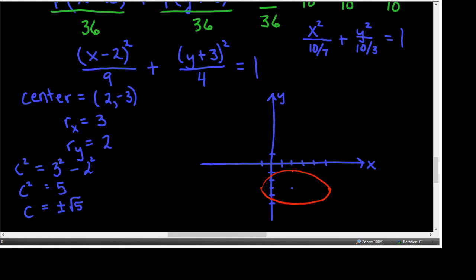Okay, so where are the vertices? Well, the vertices are further from the center than the other 2 points of the 4 that we did. So just looking at this, you should be able to read the vertices. We went further in the x direction, so starting at 2, -3, 3 to the right will put us at 5, -3. And starting at the center, 2, -3, and going 3 to the left will put us at -1, -3.